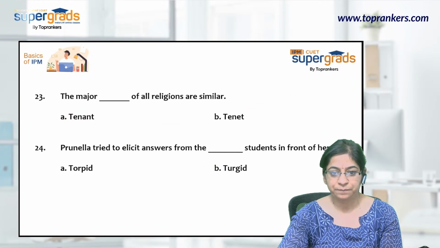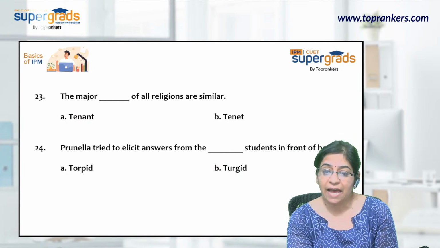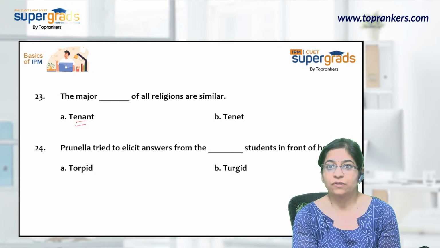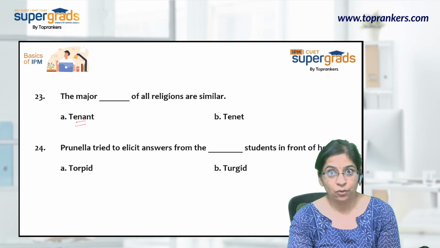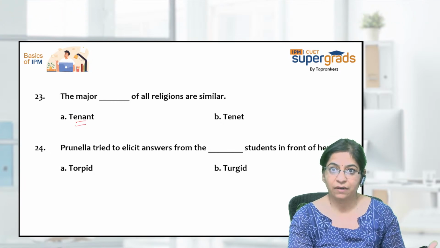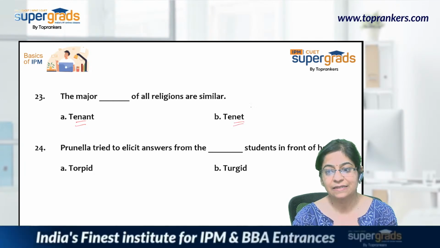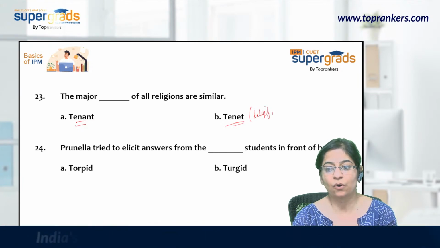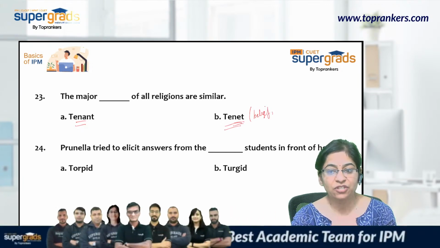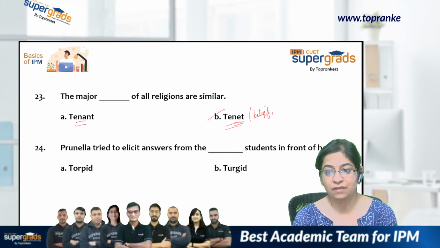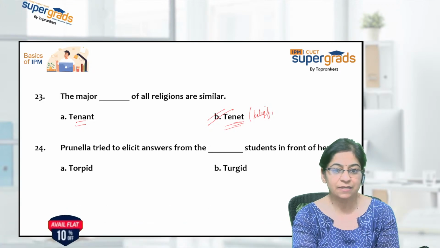The next one. The major dash of all religions are similar. Now, tenant is the occupant of the property. I believe you're already familiar with the term. So, occupant of the property, that's who a tenant is. And this is tenet. This is more like the belief, the principles of a religion. So, the major principles, the major beliefs of all religions are similar. So, it has to be tenet.